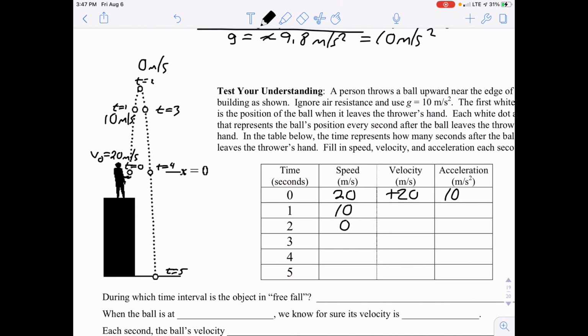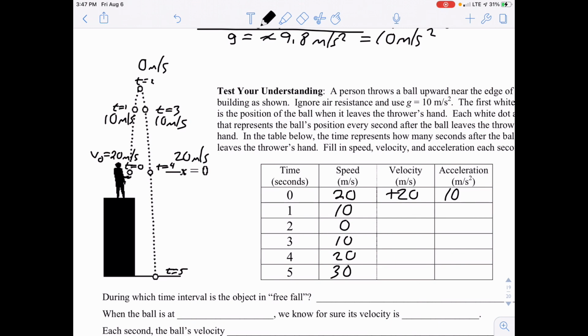Then all of a sudden at t equals 3 seconds, we have the same speed again, so we're back to 10, because we're increasing our velocity, right? We're getting faster. And then finally at t equals 4, it's the exact same speed as when it left the thrower's hand. It's 20 meters per second. And then finally at t equals 5, we've gained another 10. Now we're at 30. Okay.